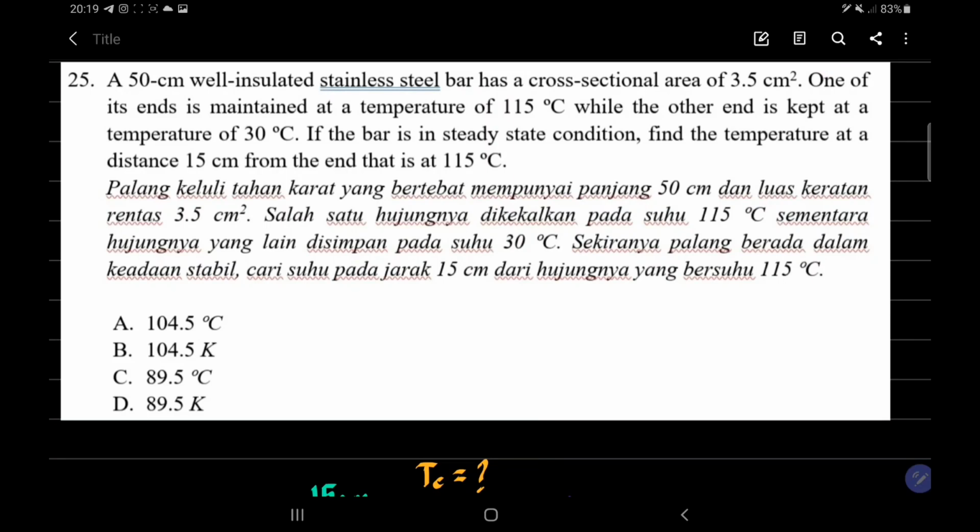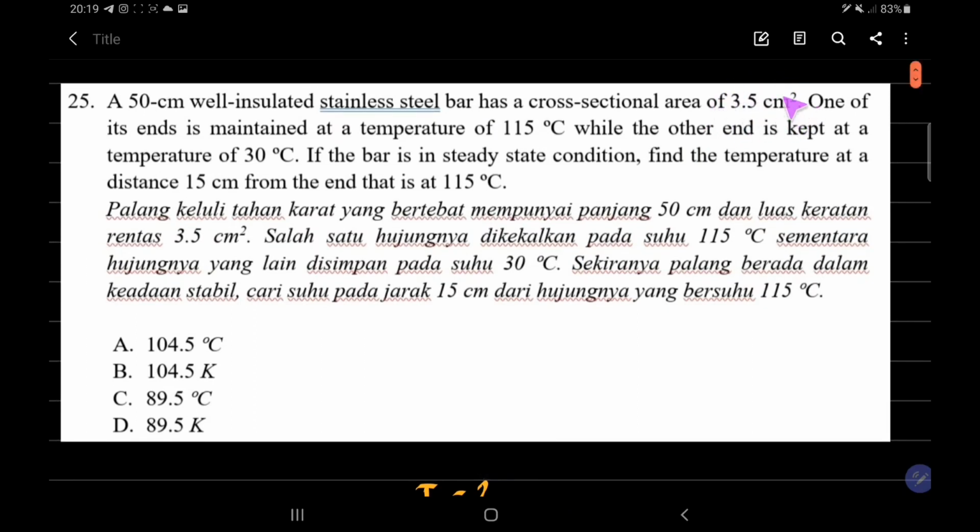Okay guys, let's continue with question number 25, which is under the topic heat. Alright, so let's read the question first. What do we have? A 50 centimeter well insulated stainless steel bar has a cross-sectional area of 3.5 centimeters squared. So be careful here, the unit is in centimeters squared. Normally we need to convert it to SI unit, which is meter squared, for the calculation. One of its ends is maintained at a temperature of 115 degrees Celsius, while the other end is kept at a temperature of 30 degrees Celsius. So this is T1 and this is T2.